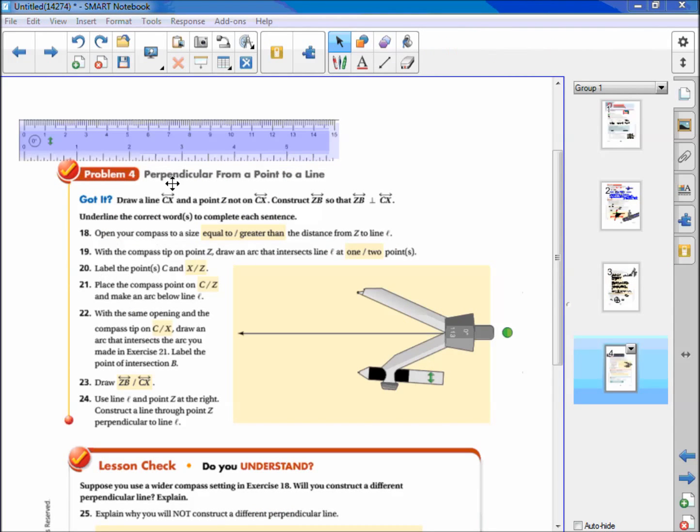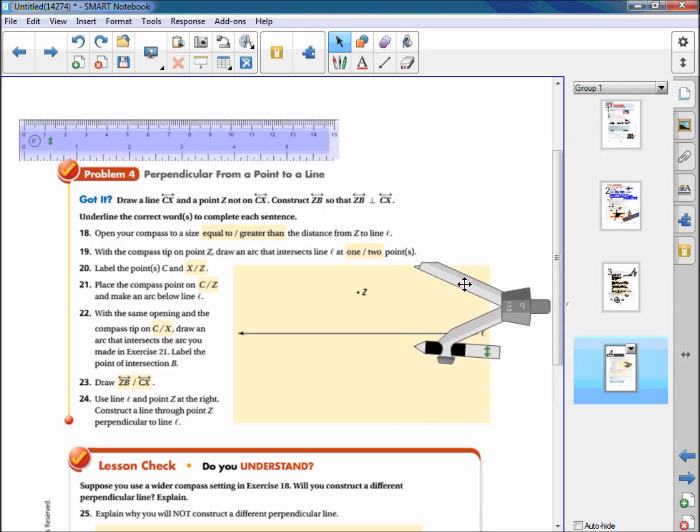Okay, on our last page, problem number 4, a perpendicular from a point not on a line. So we have a point up above our line, and we want to try to draw a line that's perpendicular and goes through our point to the line that was given. Okay. All right, so draw a line CX and a point Z, not on CX. Construct ZB so that ZB is perpendicular to CX.